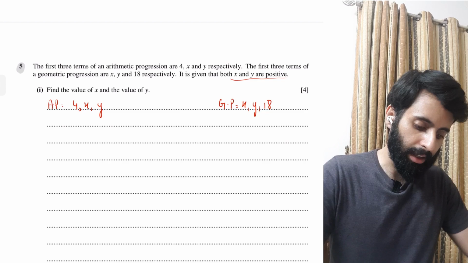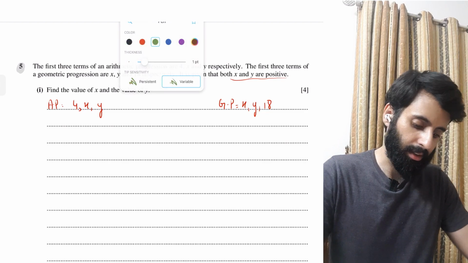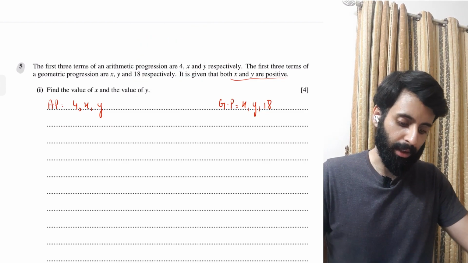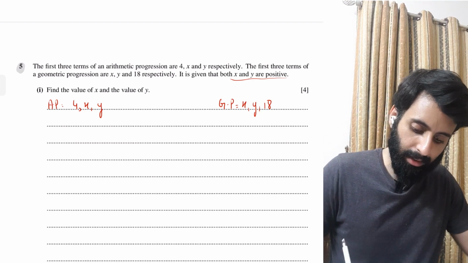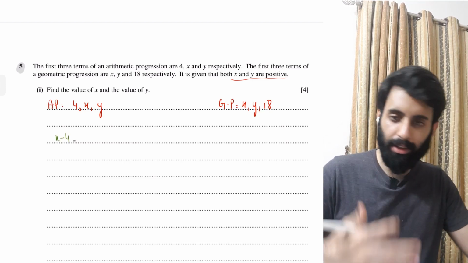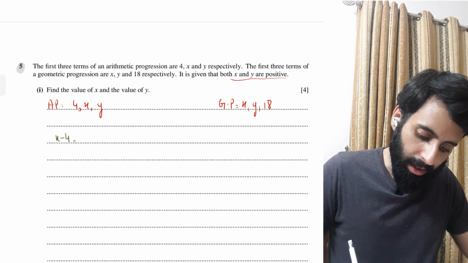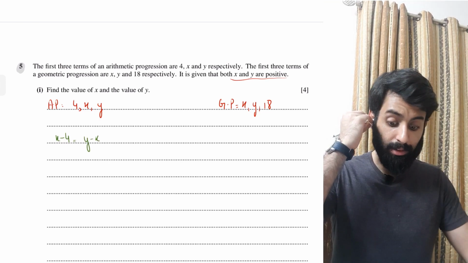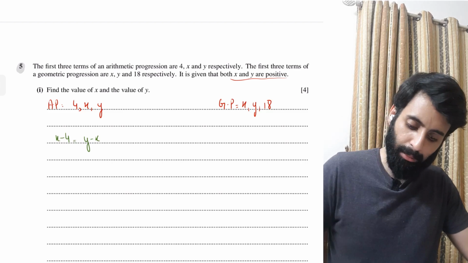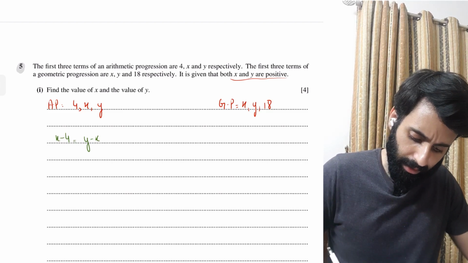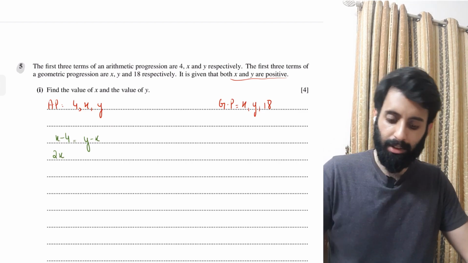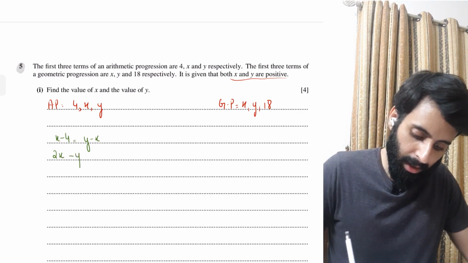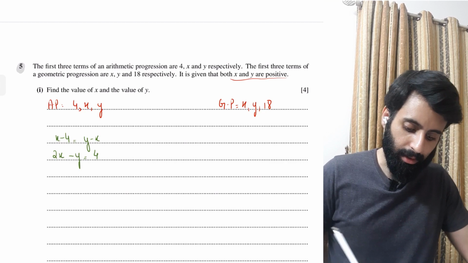So I can make one equation using the fact that 4, x and y are in an arithmetic progression, and I can use the common difference. So I can say that x minus 4, the difference between the first two terms, is equal to y minus x, which is the difference in the next two terms. So I can make a nice equation from here. So x plus x is going to be 2x, because if I shift minus x over to the other side, minus y is equal to 4. So that's one equation.